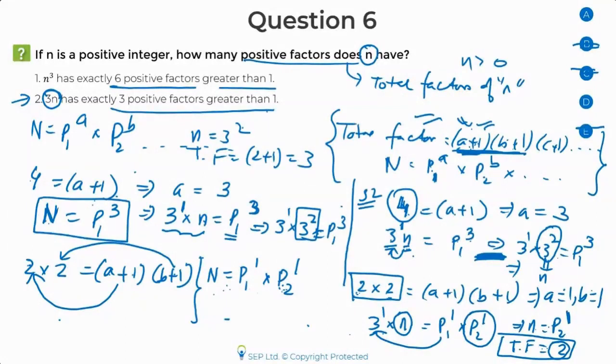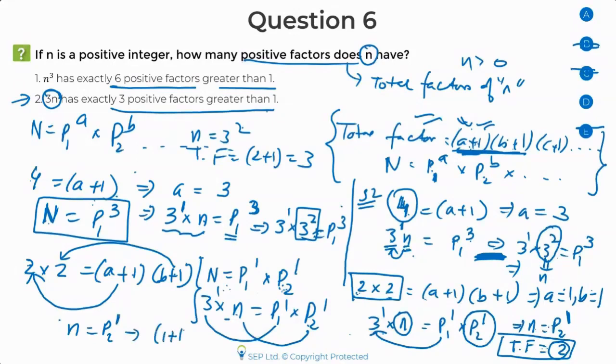In the second case, your n is 3 times n, 3 to the power 1 times n. And all you need to do is compare, guys. Compare this with this, compare this with this. So notice in this case, you're getting another answer. You're getting n is equal to P2 to the power 1. And the total factor is going to be just 1 plus 1. So here you're getting the answer as 3. Here you're getting answer as 2. You're getting two contradictory answers. That is why this is not sufficient.